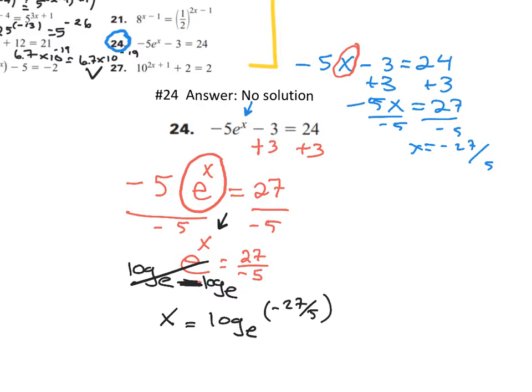And yes, Maddie. And you know that log base e is natural log. So in your calculator, there's the natural log button. So you hit natural log, and you enter negative 27/5, and we get error. There's no value. So that's why we say no solution.